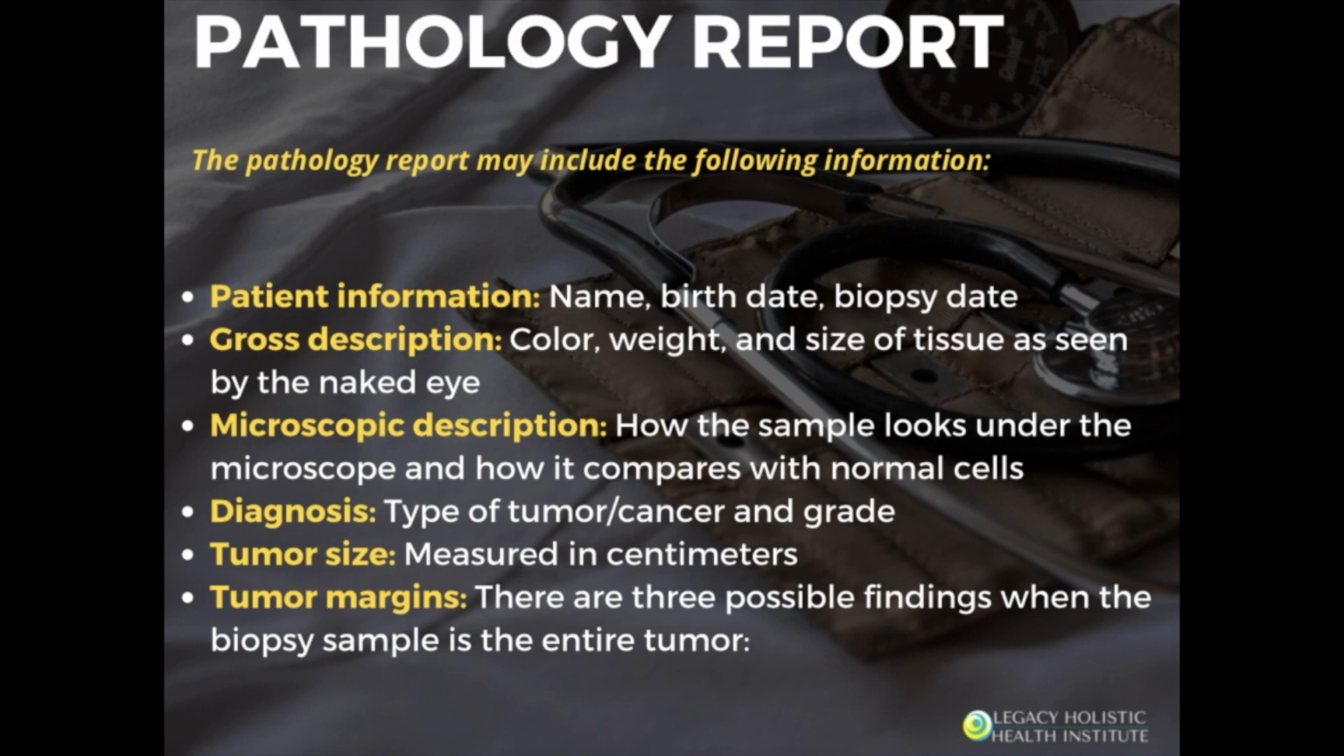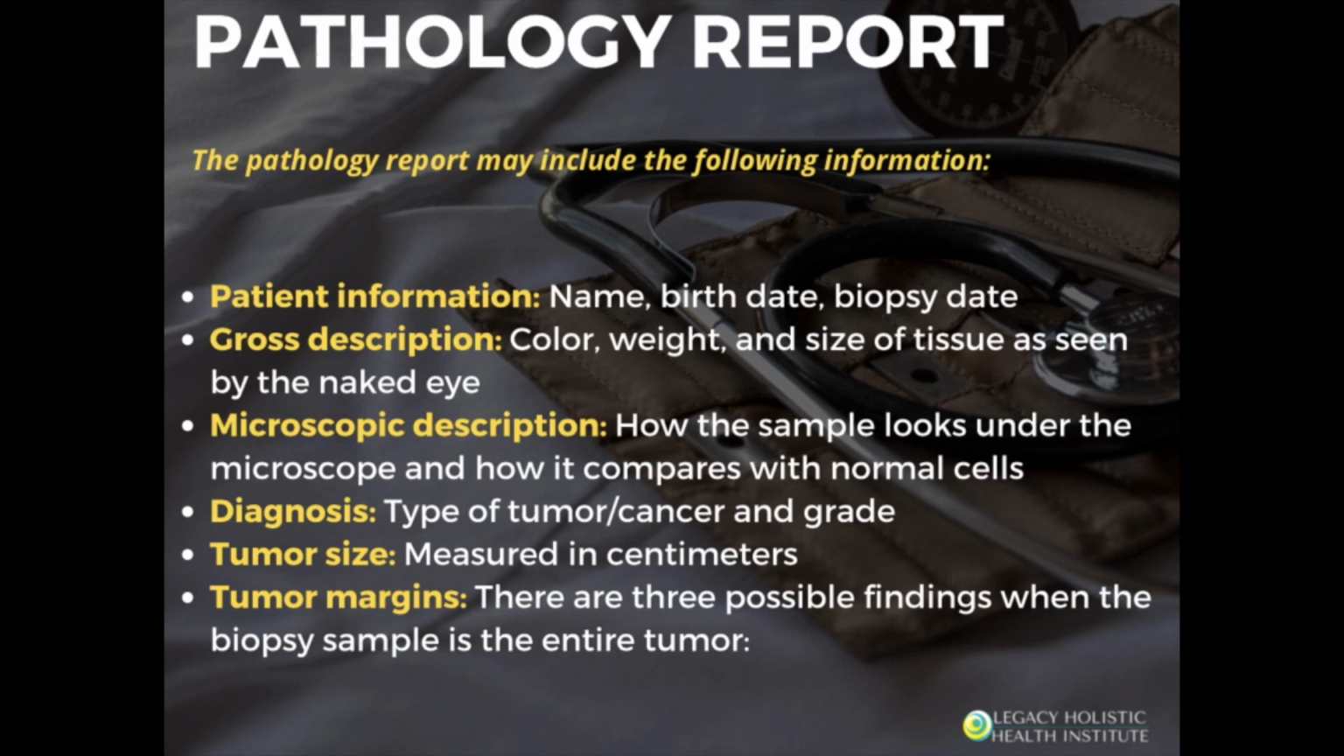A microscopic description, which is how the tissue sample looks under a microscope and how it compares with normal tissue cells. Diagnosis, which is the type of tumor or cancer, and grade, how abnormal the cells look under the microscope and how quickly the tumor is likely to grow and spread. Tumor size, which is measured in centimeters. Tumor margins: there are 3 possible findings when the biopsy sample is the entire tumor.